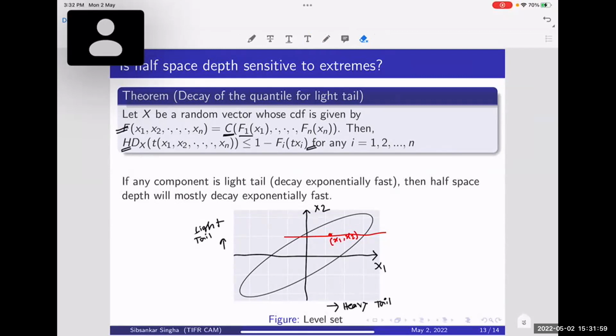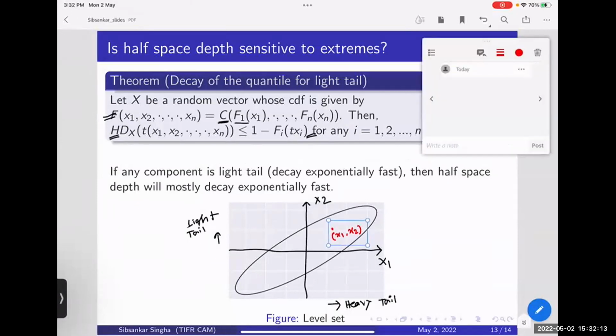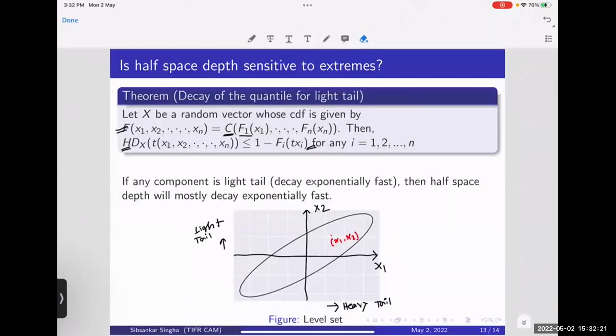So here we give an outline of the proof. Let's say X1 is heavy tail, and X2 is light tail. If I have to compute the depth of the point (X1, X2), we can take several hyperplanes, but if we take this hyperplane, then on this side the probability will be only of the light tail. So it will decay exponentially fast. Okay, that's what I wanted to tell. Thank you for your attention.